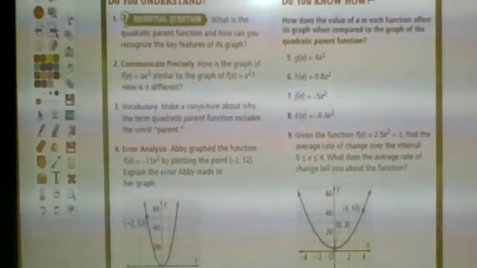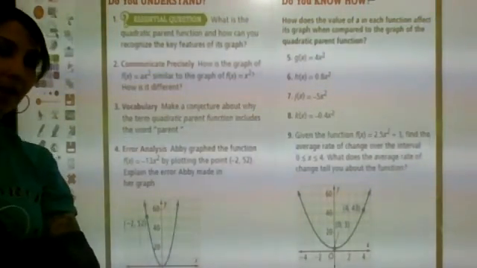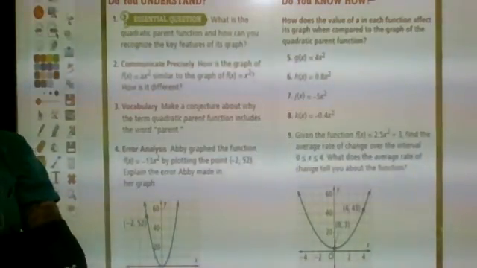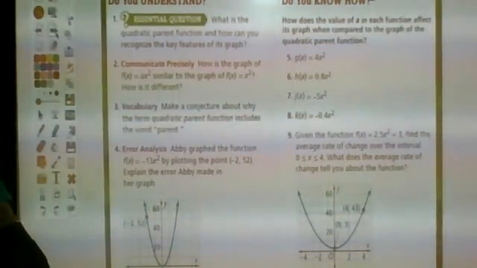The vertex is slightly different though because it is plus 3. So the vertex is 0, 3, it's going to be higher by 3, but the axis of symmetry is still the y-axis. I didn't even know why I grabbed my answer key for that. That was pretty self-explanatory.